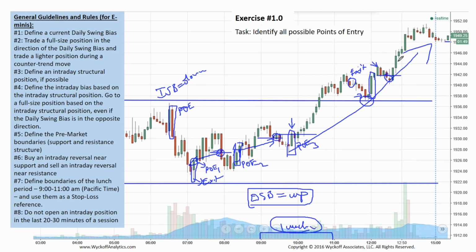But if you are, then the next point of entry is probably going to be somewhere here. But again, this is a little bit close to the end.